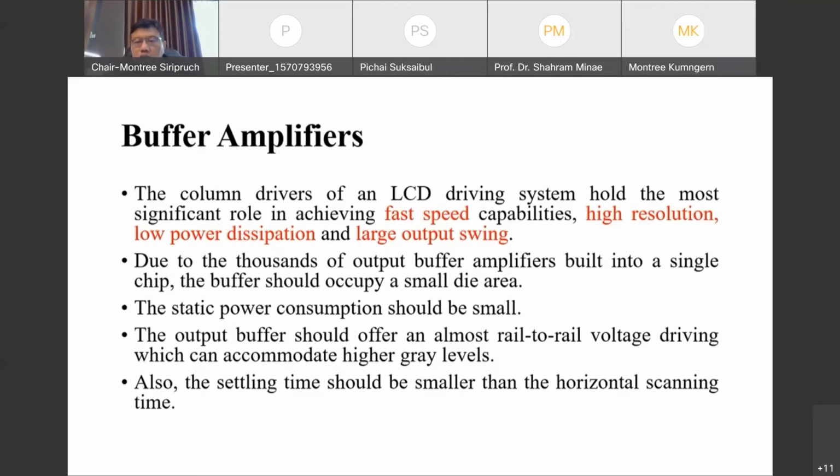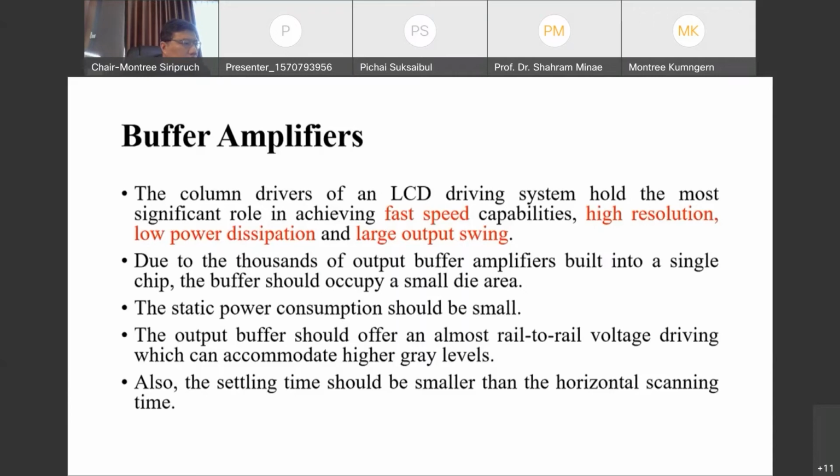LCD driver circuit. We use thousands of output buffer amplifiers in a single LCD, and because of this, the layout area, or die area, is the first important parameter. Then the static power consumption is also another important parameter because we use thousands of output buffer amplifiers. Each buffer amplifier should have static and dynamic power consumptions as small as possible to obtain totally small power consumption.